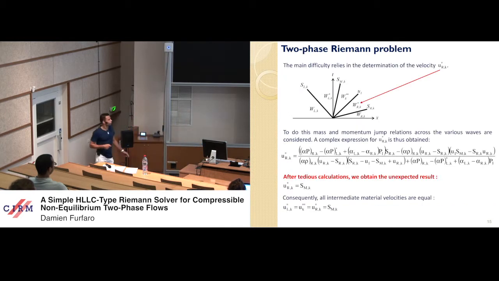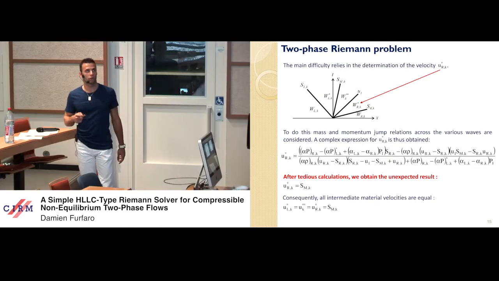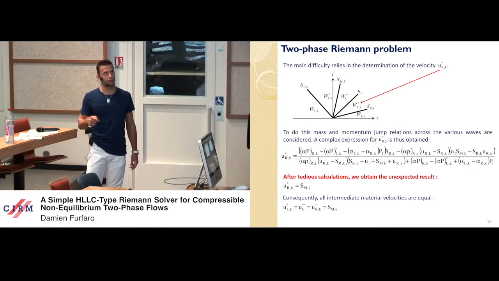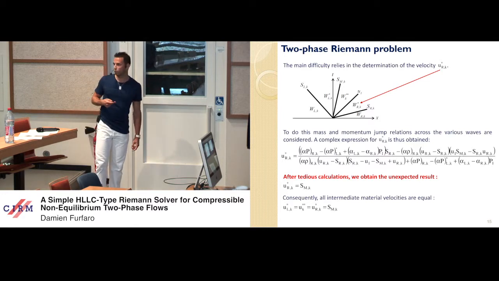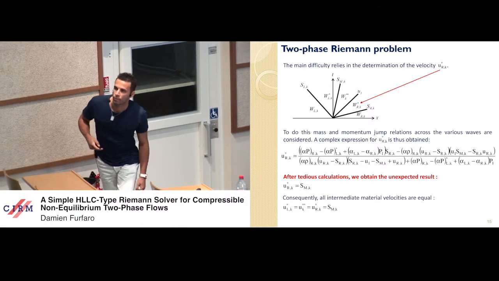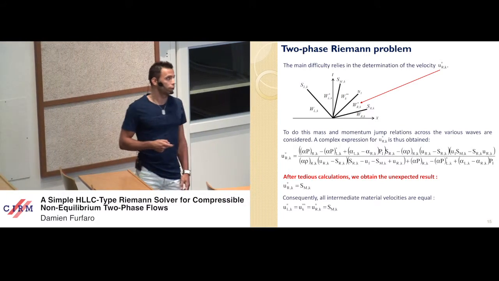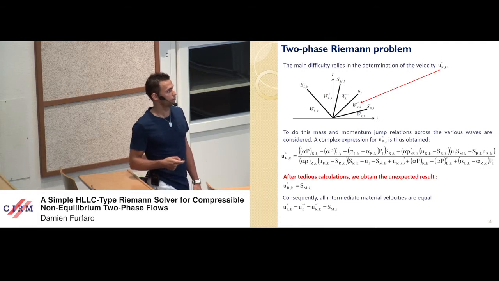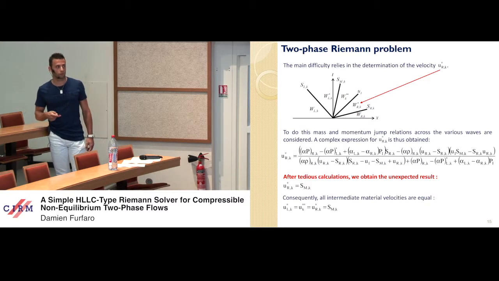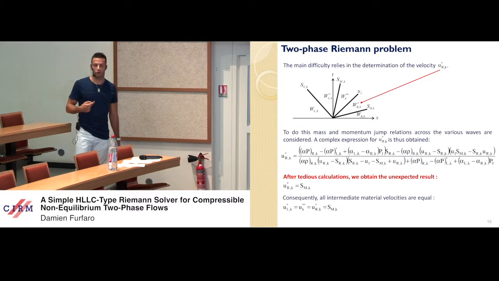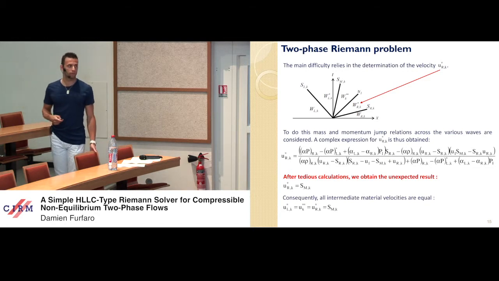The main difficulty lies in the determination of the velocity URK star, which is here in this state. To do this, mass and momentum jump relations across the various waves are considered, but a complex expression for URK star is thus obtained. After tedious calculation, we obtain the unexpected result that URK star is equal to the contact wave speed. Consequently, all intermediate velocities are equal.